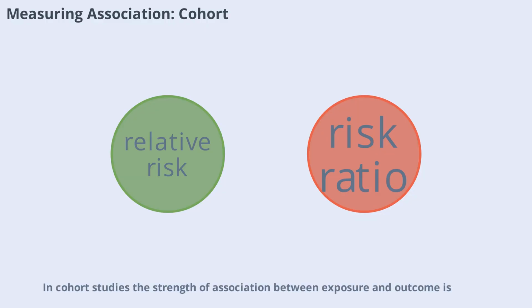In cohort studies, the strength of association between exposure and outcome is typically measured using relative risk (RR) or risk ratios. This statistic compares the risk of the outcome in the exposed group to the risk in the unexposed group. A relative risk greater than 1 suggests a positive association, while less than 1 suggests a protective effect. This direct measurement is a key advantage of cohort studies.